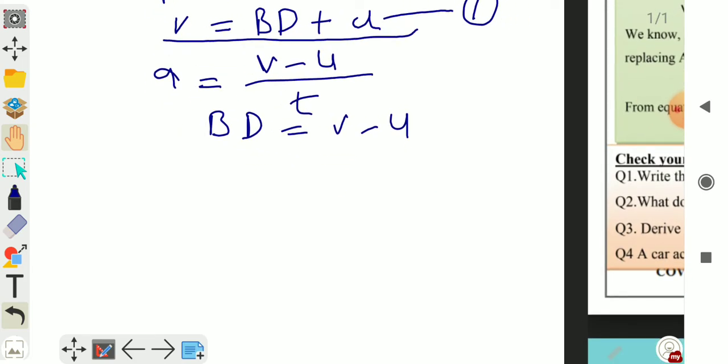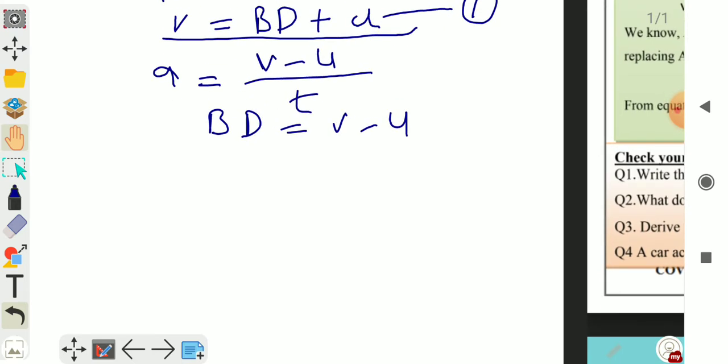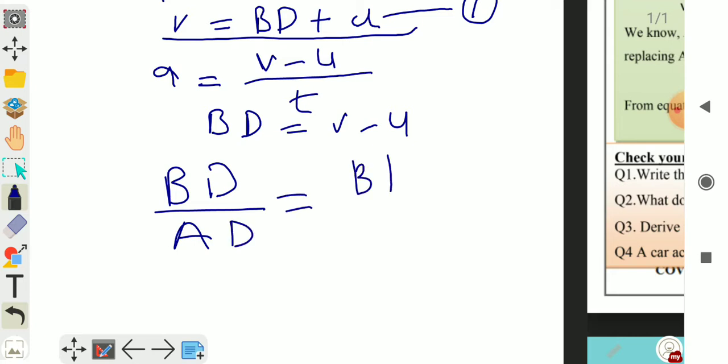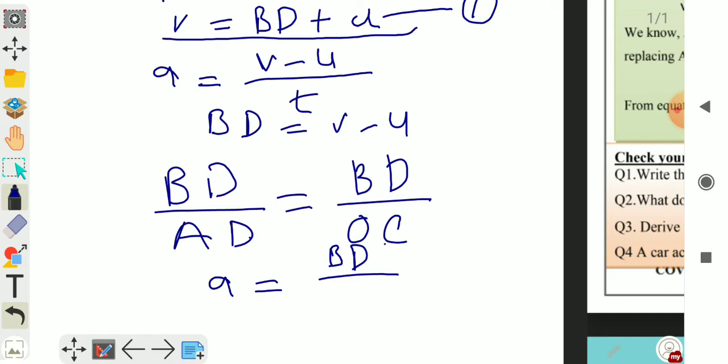So now put up the value. BD upon AD will equal to BD upon OC. AD is equal to OC. Now A equal to BD upon AD is A. So A equal to BD upon OC is T.